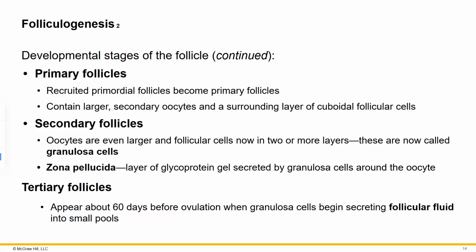Primary follicles are recruited. Primordial follicles become primary follicles, containing larger secondary oocytes and a surrounding layer of cuboidal follicular cells. In secondary follicles, the oocytes are even larger, and the follicle cells are now in 2 or more layers. These are now called granulosa cells. The zona pellucida is a layer of glycoprotein gel that's secreted by the granulosa cells around the oocyte. Tertiary follicles appear about 60 days before ovulation, when granulosa cells begin secreting follicular fluid into small pods.